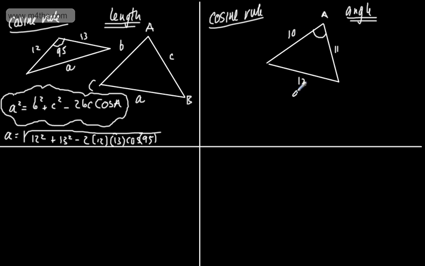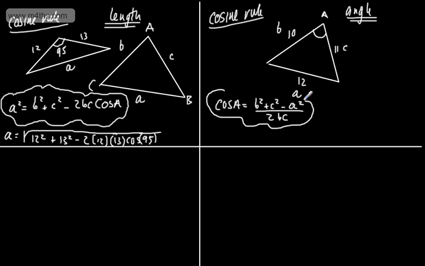So if we consider now that this is going to be A, this is going to be B, this is going to be C, we can simply adopt this particular formula, or we could rearrange it and say that cos A is going to be equal to b squared plus c squared minus a squared, all over 2bc. So this now gives us cos A, and to find A we would simply take the inverse cosine of both sides of the equation.